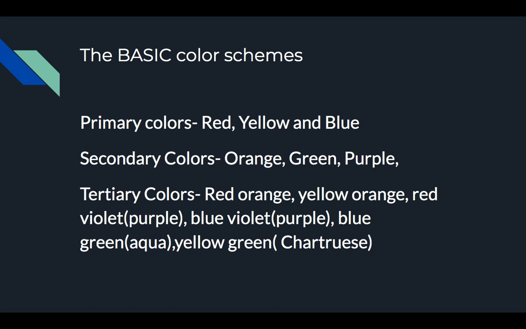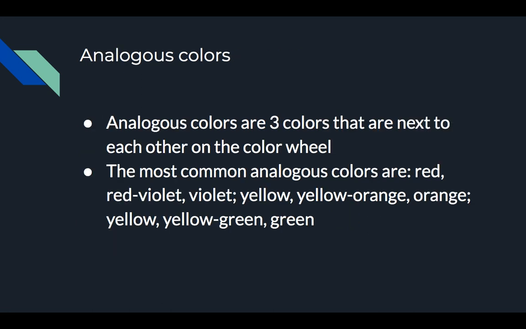Tertiary colors are colors that are mixed together, such as a primary color and a secondary color. You can have red and orange mixed together to make red-orange. You can have blue and green mixed together to make aqua, and so on and so forth. Okay. Moving along, we have more complex kinds of color schemes, and these are the color schemes that we're going to be focusing on in our projects today. Okay, so we have analogous colors.